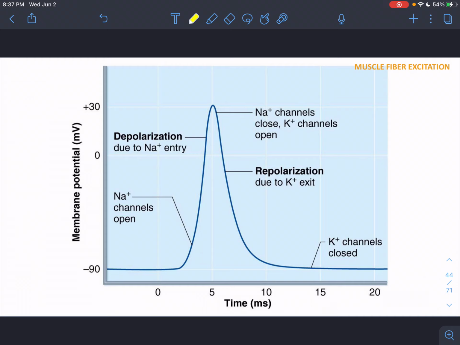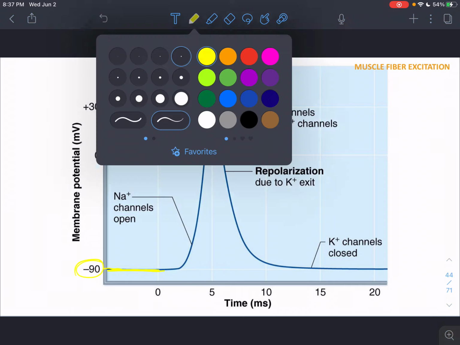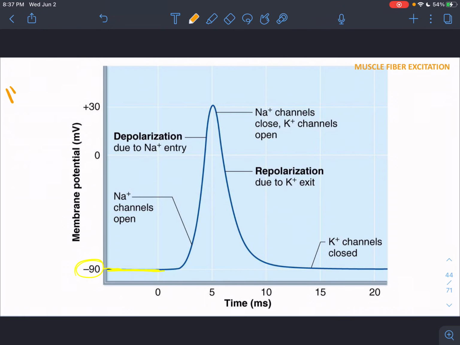Okay, so back to this chart. Now we should really understand what's happening. So we have the cell at rest, negative 90 millivolts. Okay, just a reminder. Inside the cell at rest, you have potassium. Outside the cell at rest, you have sodium, calcium, and chloride.